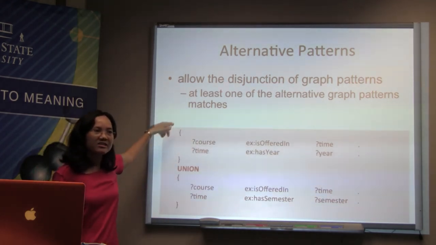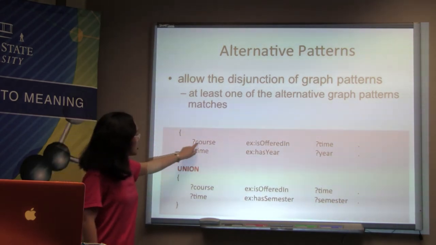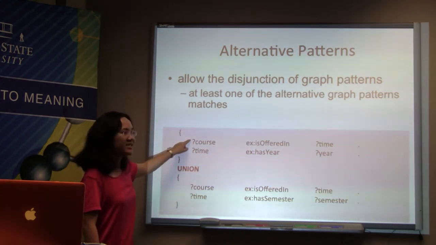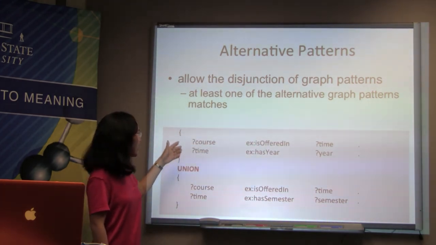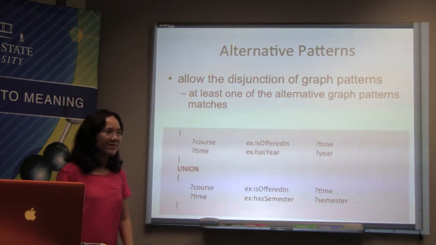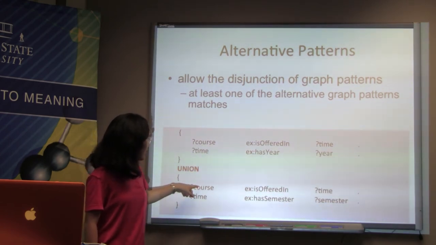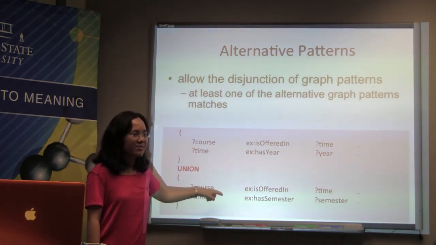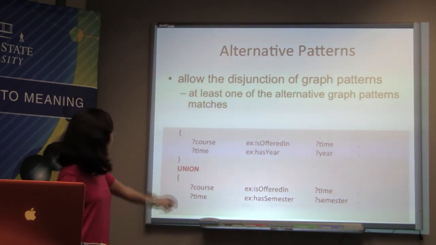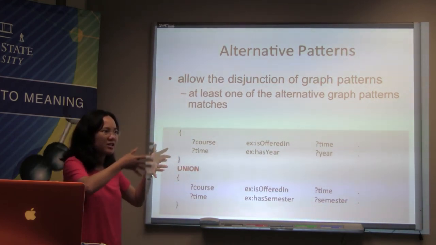So how do we interpret this query? In this one, we say that the course offers some time and it is a year. So that means within this triple pattern, we want to say that the offering of the course is in the year of the course, right? And in the second pattern, we say that the course offers a term and the term is a semester. So that means give me all the courses and the semester that they will be offered. The union keyword merges the two sets of results into the same result set.